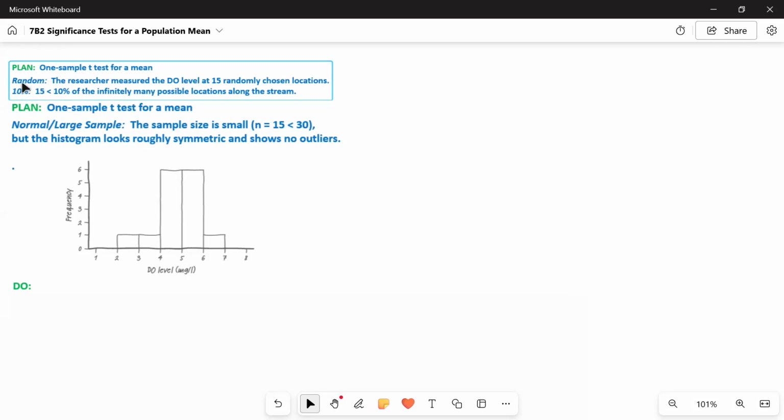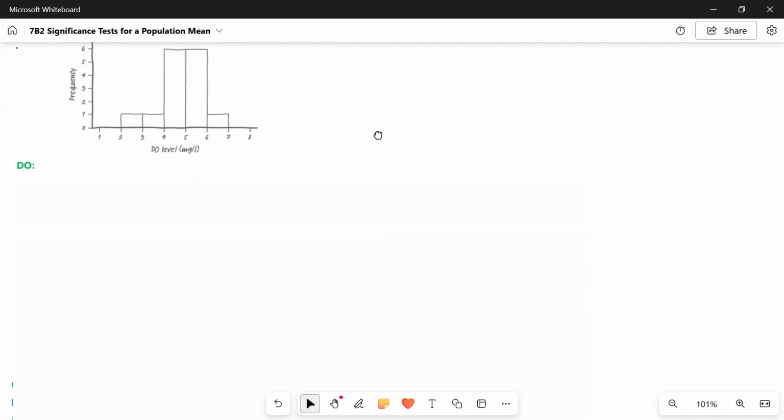So again, you can't just put random, 10%, normal large sample and put a check mark. If you're checking the random condition, you have to state that, in this case, the researchers measured the DO level at 15 randomly chosen locations. 10%: 15 is less than 10% of infinitely many possible locations along the stream. Also, for the normal large sample condition, if the sample size is less than 30, remember, you have to draw a display of the data to analyze it, unless you know that the population distribution is approximately normal, which they didn't state here, so we don't know that.